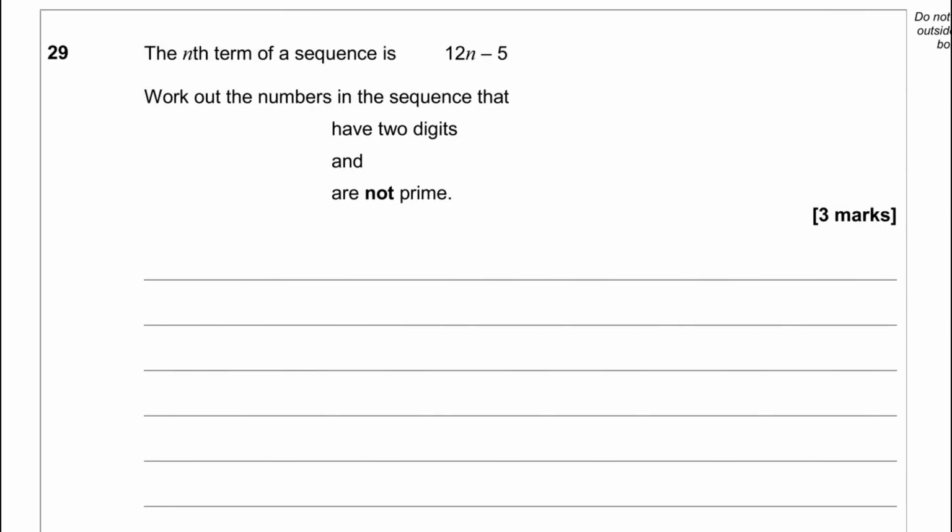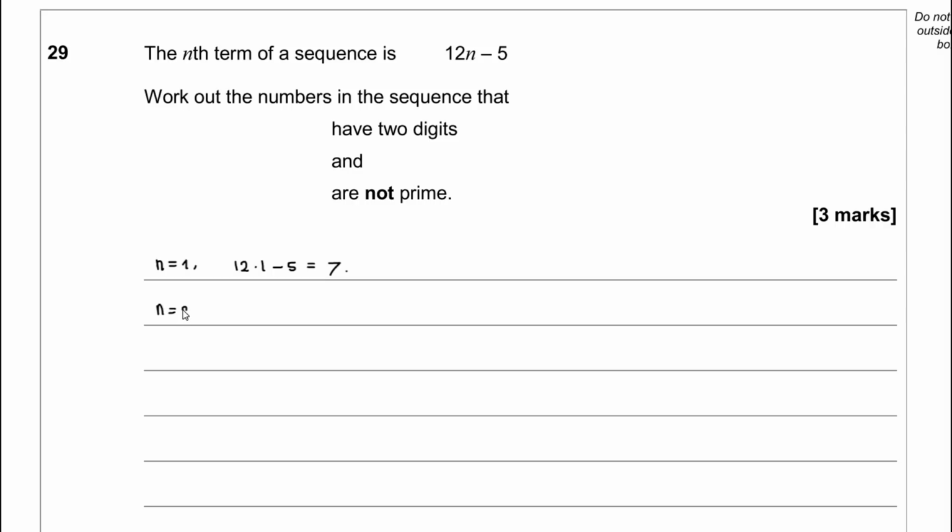Question 29. Towards the end of the paper, the nth term of a sequence is 12n minus 5. Work out the numbers in the sequence that have 2 digits and are not prime. Let's make a list of the sequence first. When n is equal to 1, 12n is 12 times 1, take away 5, it's 7. This will be the first term.